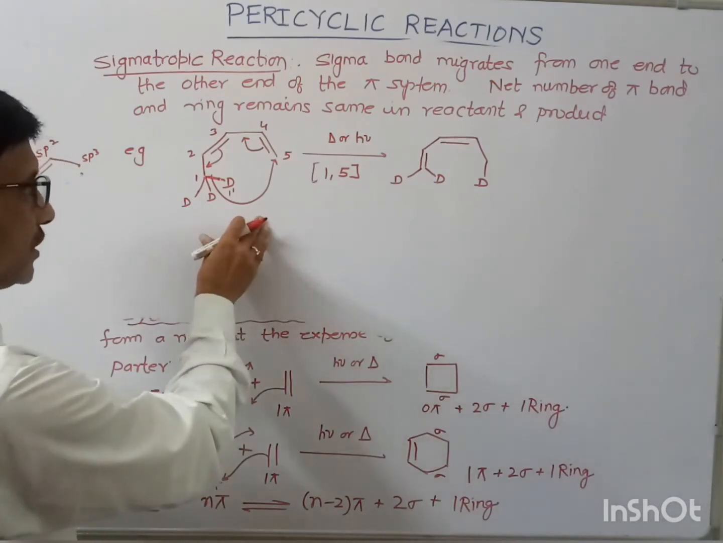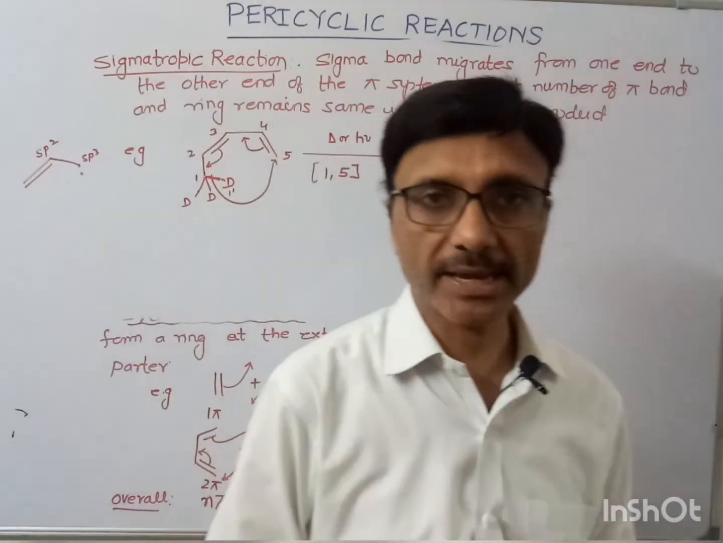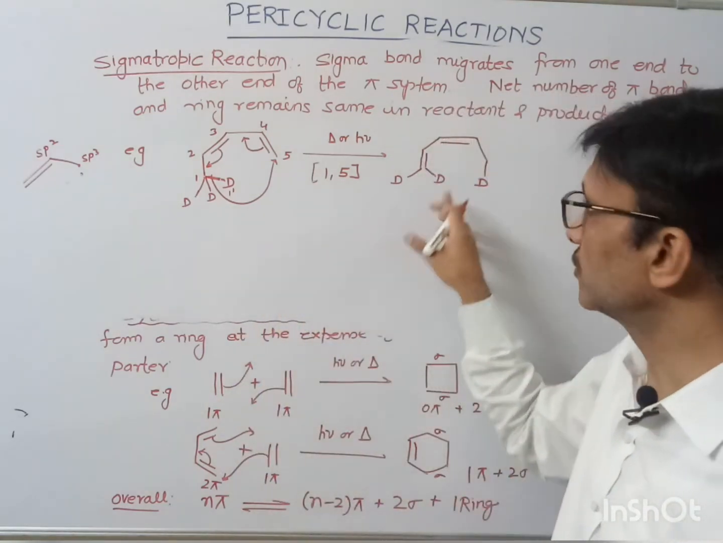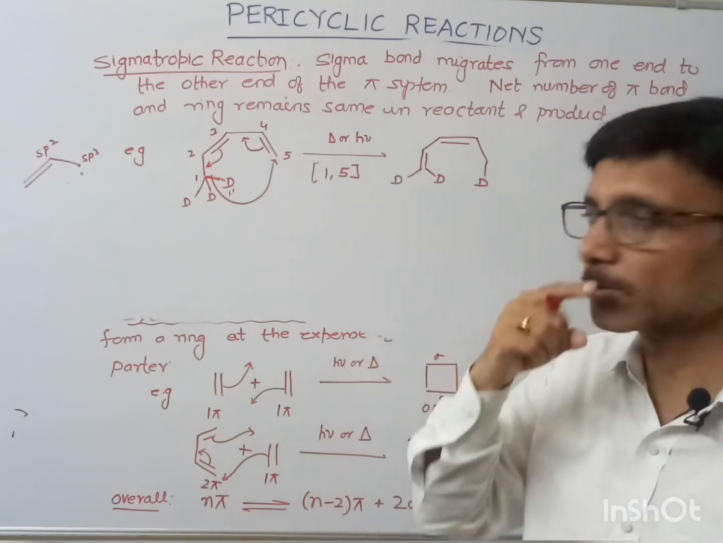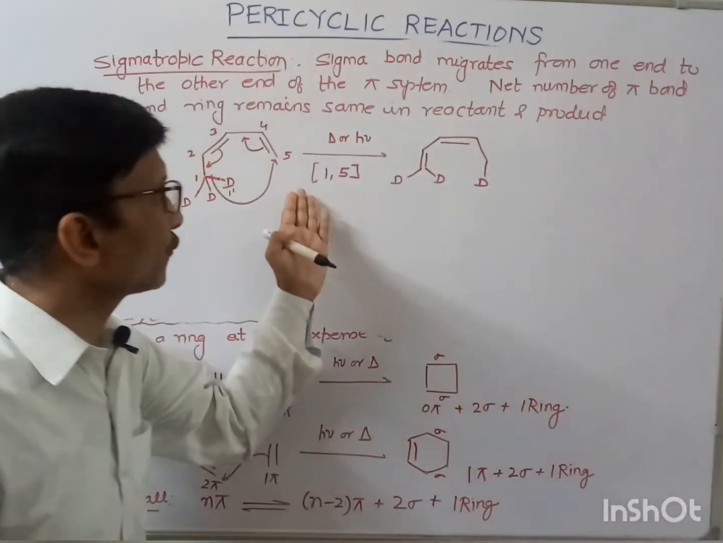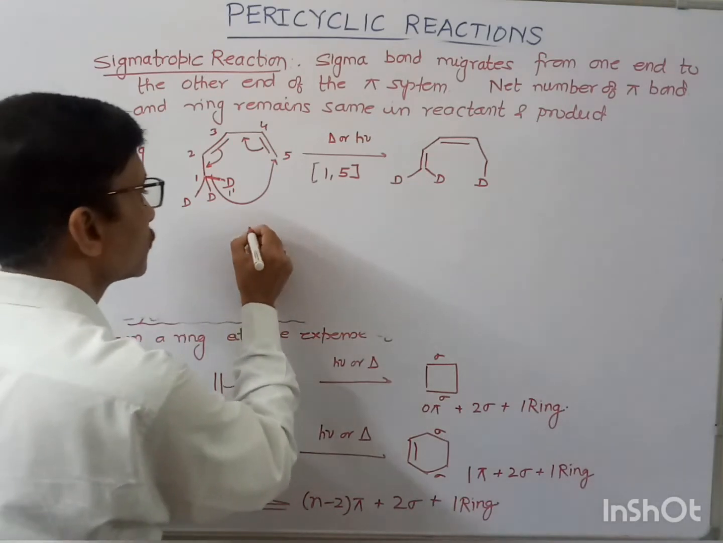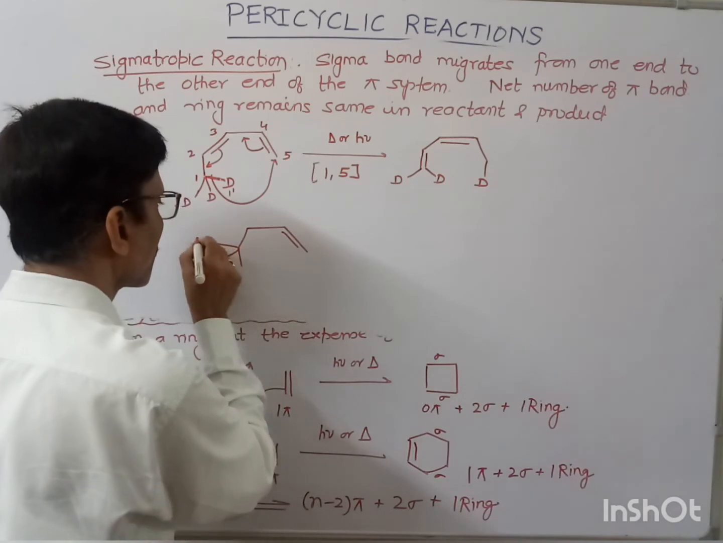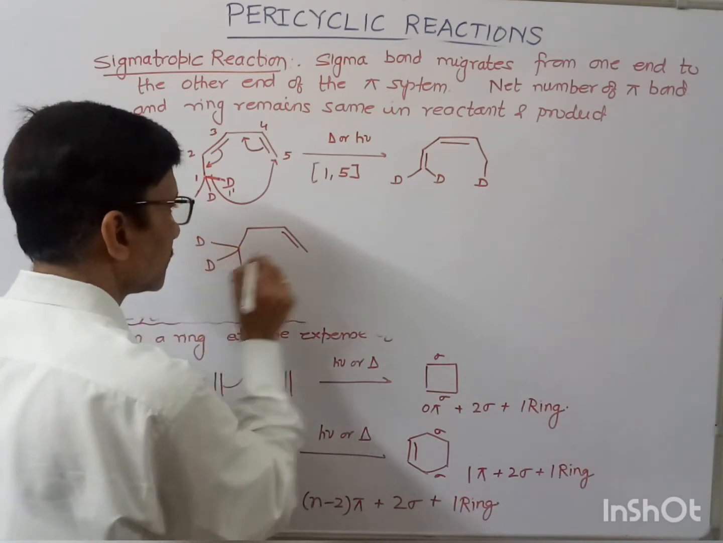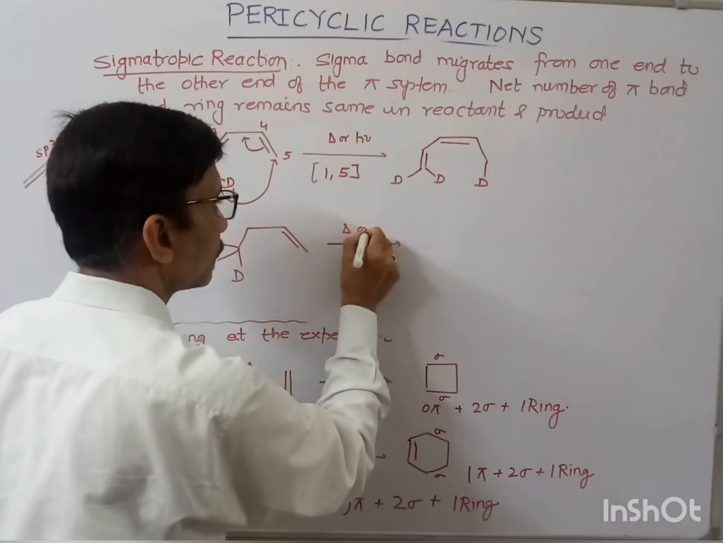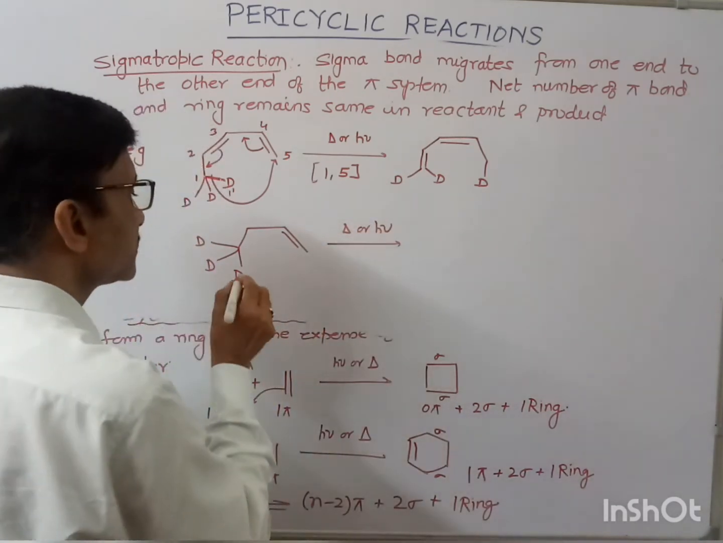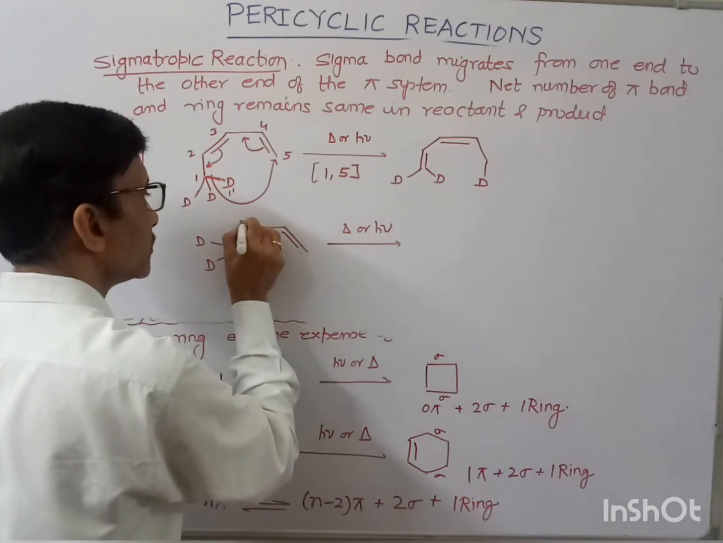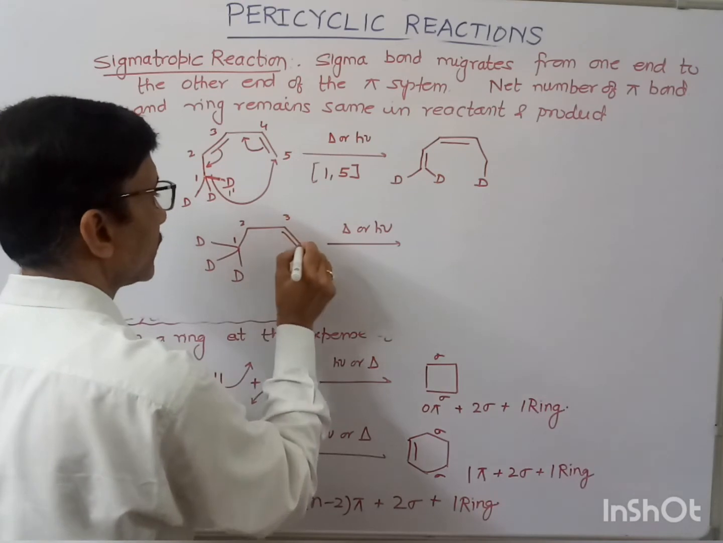And in such a reaction, the number of pi bonds remains the same, the number of rings remains the same in reactant and product. 2 pi bonds, here also 2 pi bonds. This is an example of a 1,5 sigmatropic reaction. Suppose I take this one. Then what type of shift can you see here? This would be the allylic carbon, so that is given number 1, this is 2, this is 3.